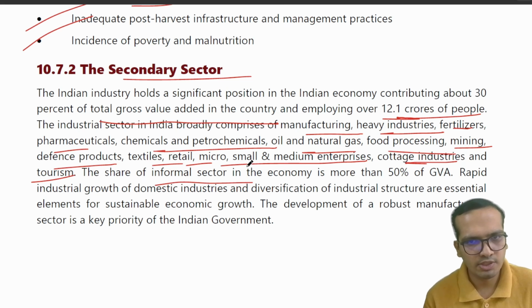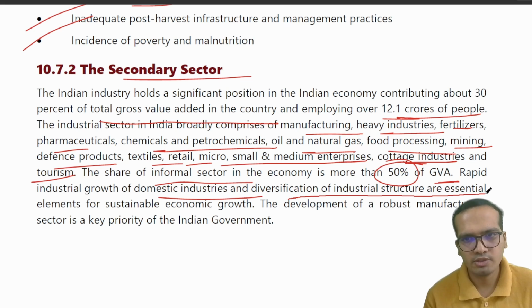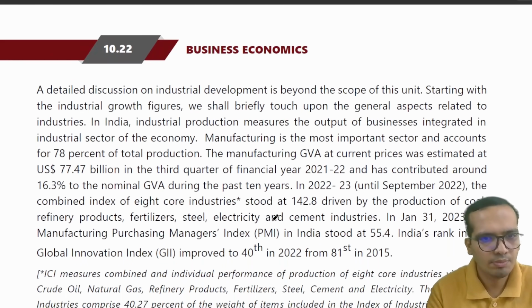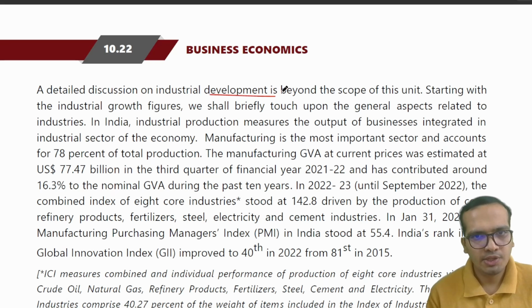The share of the informal sector in the economy is more than 50% of GVA. Rapid industrial growth of domestic industries and diversification of industrial structure are essential elements for sustainable economic growth. The development of a robust manufacturing sector is a key priority of the Indian government. A detailed discussion on industrial development is beyond the scope of this unit. Starting with the industrial growth figures, we shall briefly touch upon the general aspects related to industries.